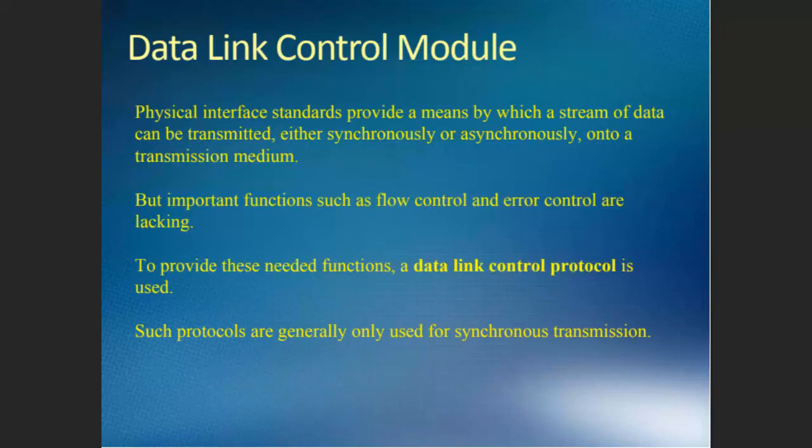Now, physical interface cards provide the means by which a stream of data can be transmitted, either synchronously or asynchronously, onto a transmission medium. Synchronously means that the sender and receiver are synchronized. Asynchronous, I think you studied this in your crypto class, means they are not synchronized. Asynchronous is the opposite of synchronized. But the problem here is that we need a function to do flow control and error control. This is done by the data link control protocol. It will do error detection and flow control, and it is generally used for synchronous transmission.